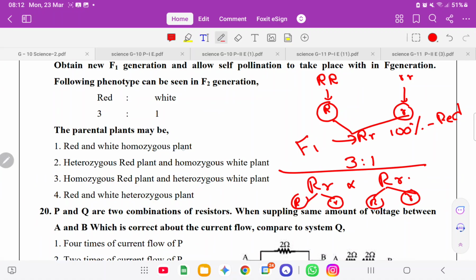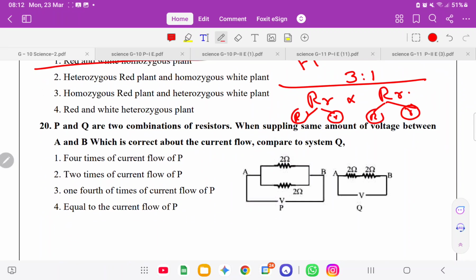So the red and white parental plants may be a red and white homozygous plant. Yeah, red and white homozygous plant, it's true. Heterozygous red plant and homozygous white plant, no. Homozygous red plant, heterozygous, no. Red and white heterozygous plant, no. So the first one is the answer, right? These two both are homozygous.